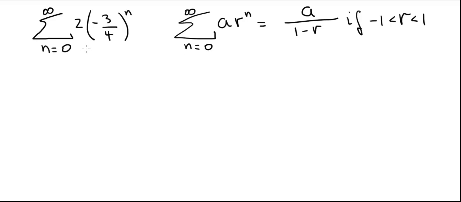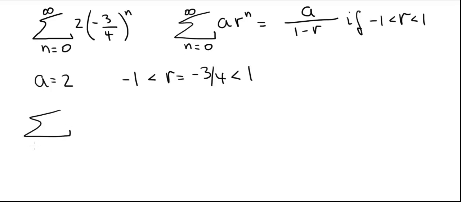So in our case, it perfectly matches this prototype, with a being 2 and r being -3/4. Clearly that is between -1 and 1, so our series converges. And if we write out the first few terms, we end up with the following. So this is 2 times (-3/4)^n.